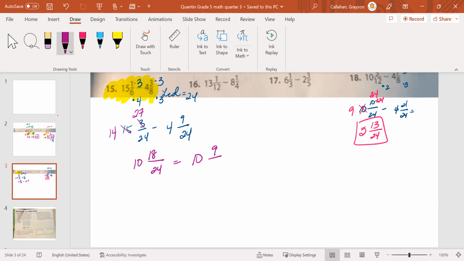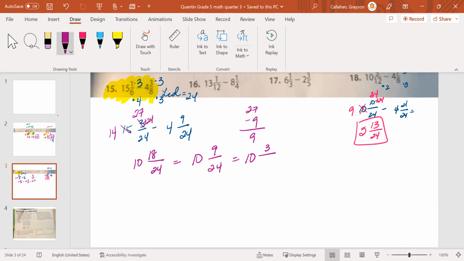Okay, 16. 27 minus 9. 3 is not enough, so you cancel the 15, make it a 14. 3 plus 24 is 27. Right? Because 6 times 4 is 24.